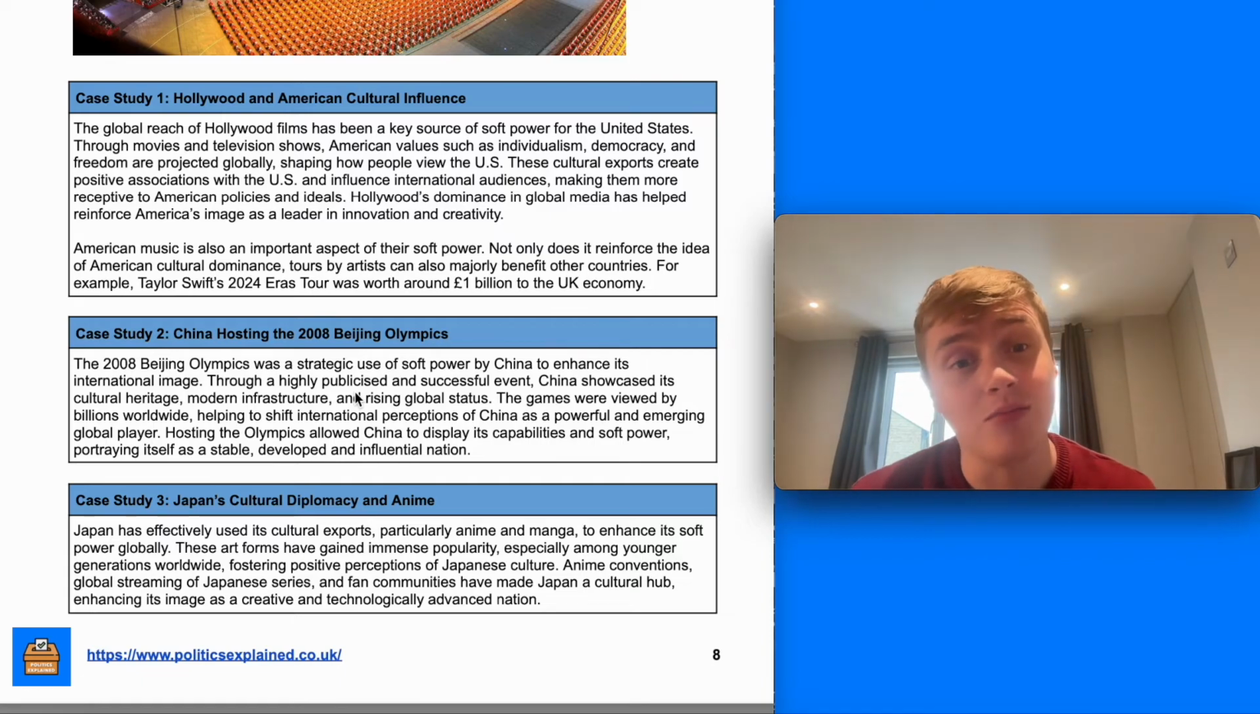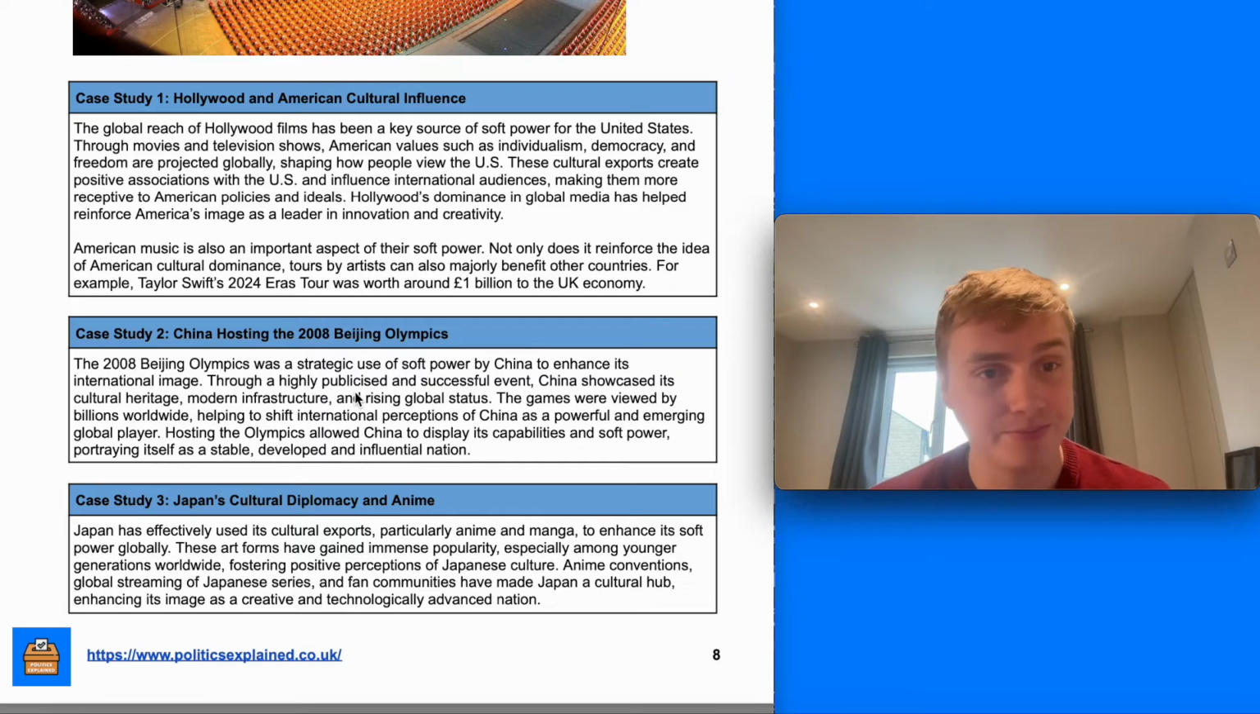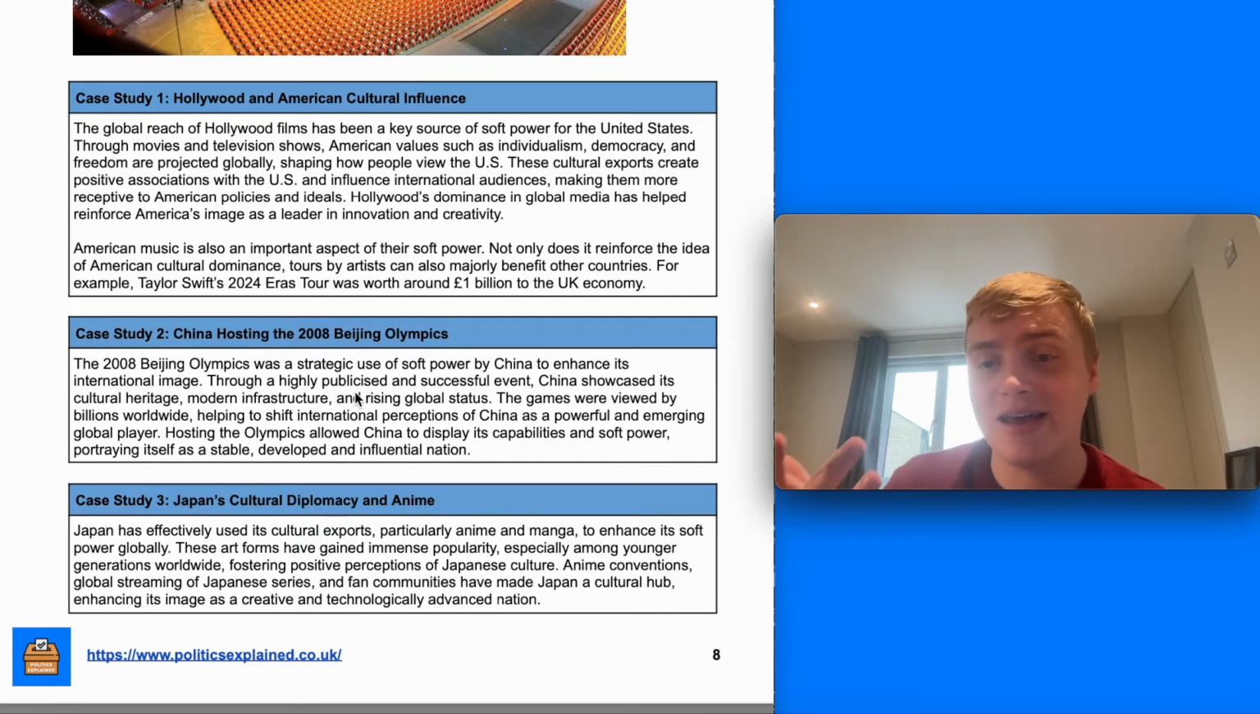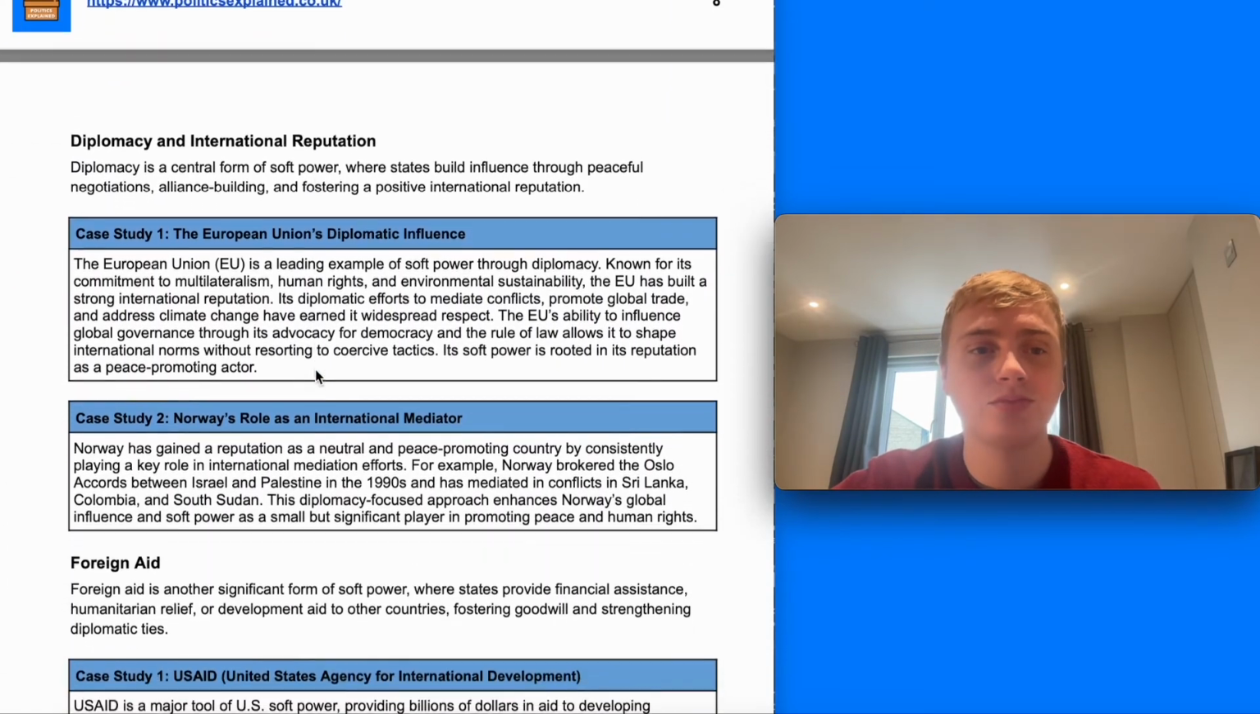American music is also an important aspect of soft power. Not only does it reinforce the idea of US cultural dominance, tours by artists can also majorly benefit other countries. So Taylor Swift's Eras tour recently was worth around £1 billion to the UK economy. So that shows how these cultural assets of a country and cultural production can also have a huge impact in benefiting other countries as well, and that can increase their soft power and ability to influence these other countries.